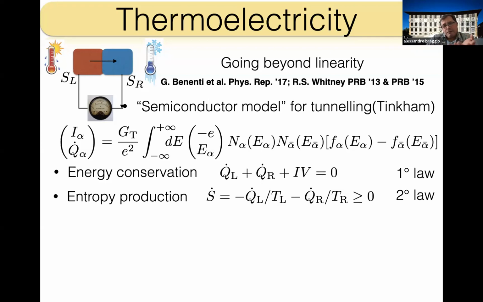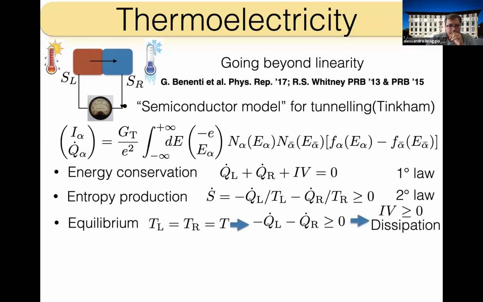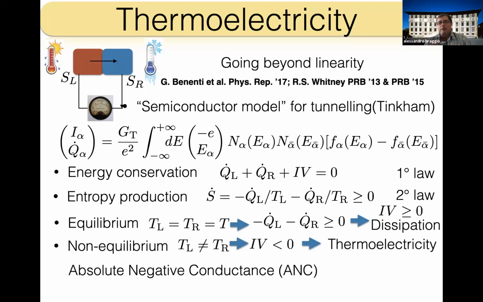With this simple formula, it's interesting because you can demonstrate that it is energy conserving, so it respects the first law, and it also respects the second law. So it's serious, it's not a stupid formula. And using the second law, you can demonstrate that if you are in equilibrium, there is no way your system can be anything but dissipative. This means that the system is resistive. But if you go out of equilibrium, for example with different temperatures, it could happen that the system becomes thermoelectric.